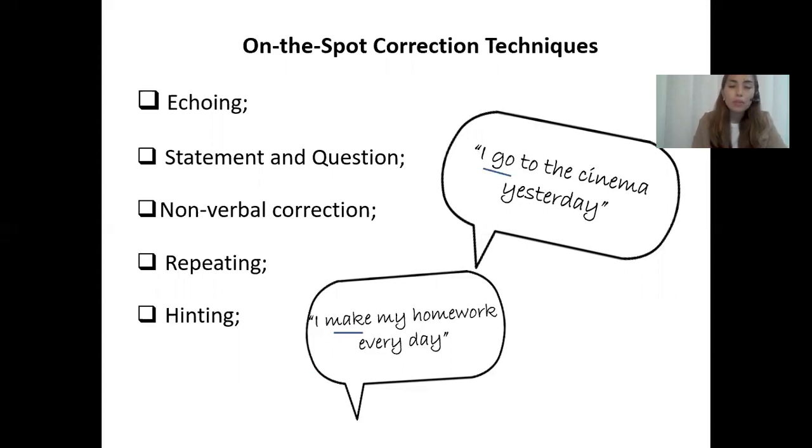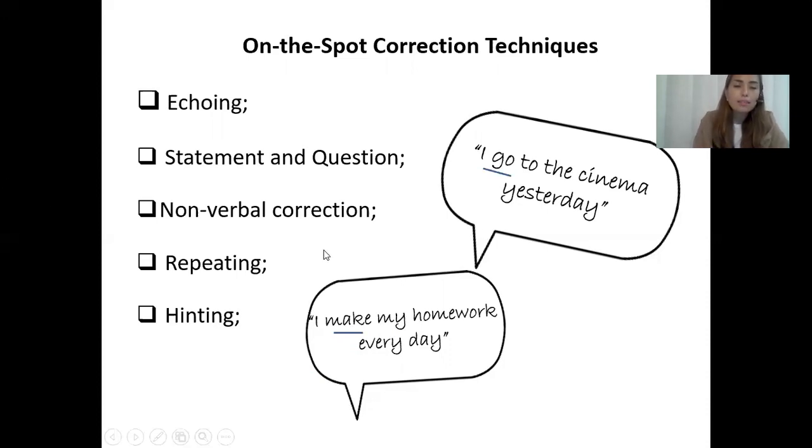Repeating is when you ask student to repeat the sentence or statement with a mistake. For example, can you say that again, please? Can you repeat the last sentence, please? So it makes students think again on what they said.